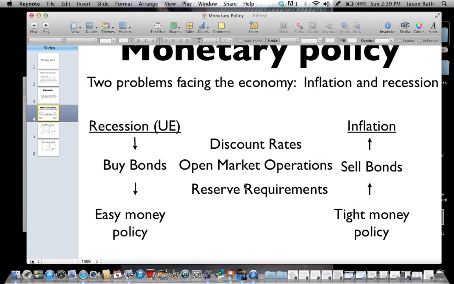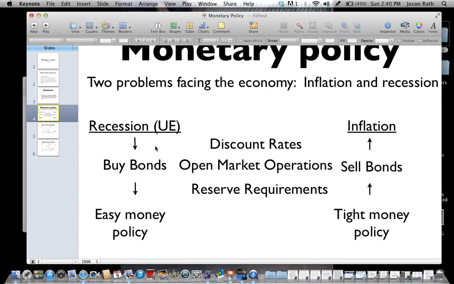And monetary policy with recession, you're going to lower discount rates, which is basically interest rates. The lower the interest rate, the more people want to borrow money. The more money they want to borrow, the more money in the economy. And then open market operations is the government buying and selling bonds. When the government buys bonds from people, it basically is putting money back into the population. You give me the bond, I give you cash, there's money in circulation.